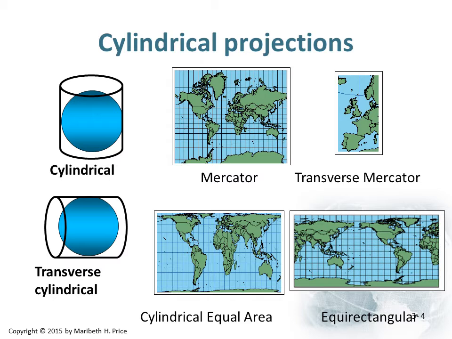The current system we use a lot, the UTM system, is the Universal Transverse Mercator. And it's the same concept as what Mercator's was, but instead of having the cylinder in the upright position, it's based off of a transverse cylindrical projection. But there's also other ones like the cylindrical equal area and equirectangular cylindrical projections as well.